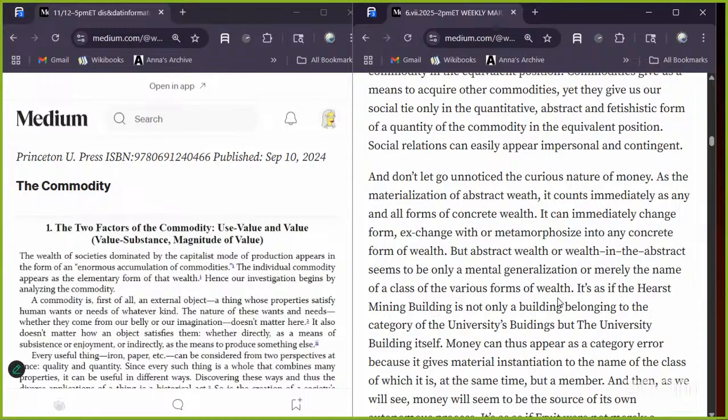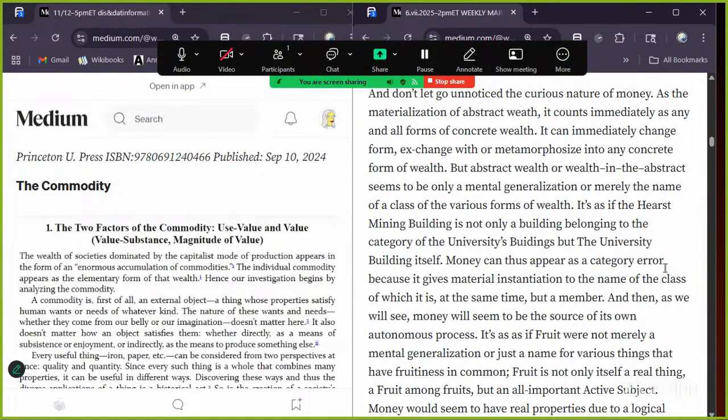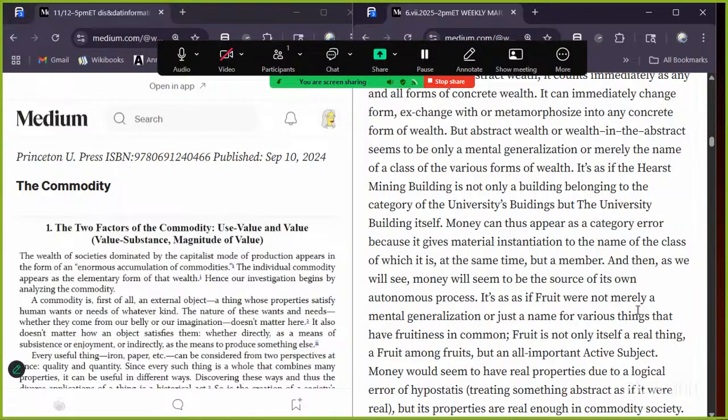It could immediately change form, exchange, or metamorphose into any concrete form of wealth. But abstract wealth, or wealth in the abstract, seems to be only a mental generalization or merely the name of a class of the various forms of wealth. It's as if the Hearst Mining Building is not only a building belonging to the category of the university's buildings, but the university building itself.